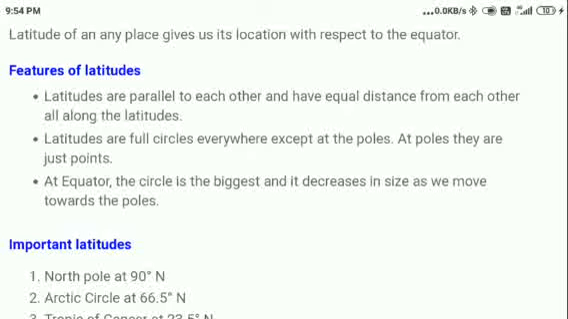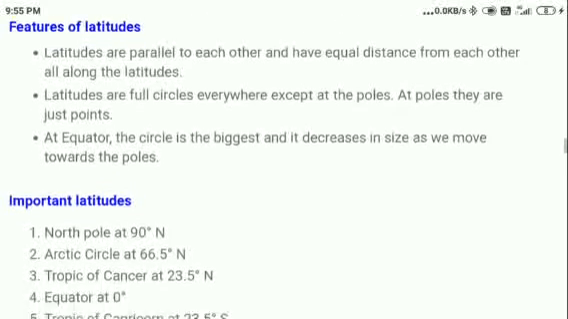So latitudes are parallel to each other, as I have told you, and have equal distance from each other all along. We can have so many circles, and they are parallel to each other. These latitudes are full circles everywhere except the poles. As I told, at the poles they are just points. The equator circle is the biggest, and the size decreases as we move towards the pole.